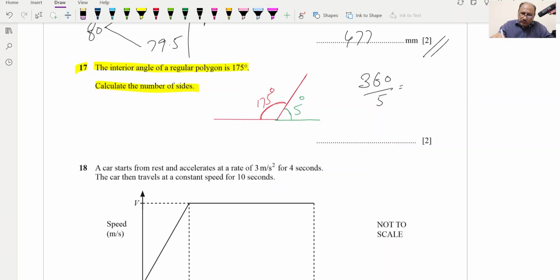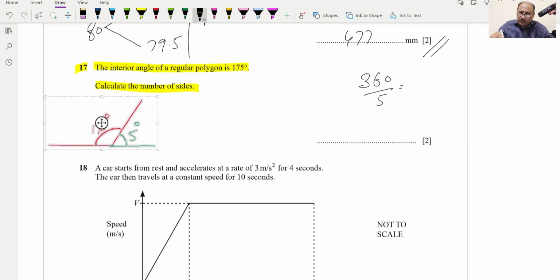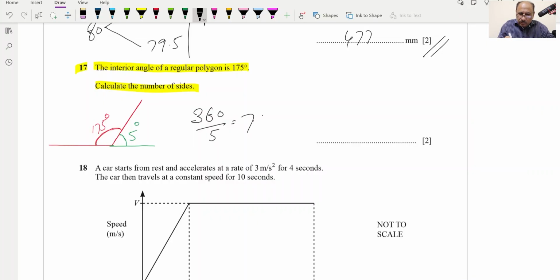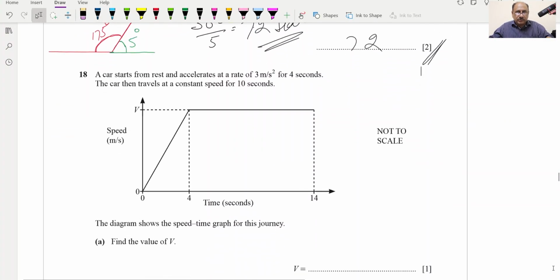So we can basically move this a little over here, and relocate over here, and this will be what? This is basically the number of sides, and 360 divided by 5 is equal to 72. So the answer will be 72 sides. This will be the answer. 2 mark question. Hopefully you understood this.